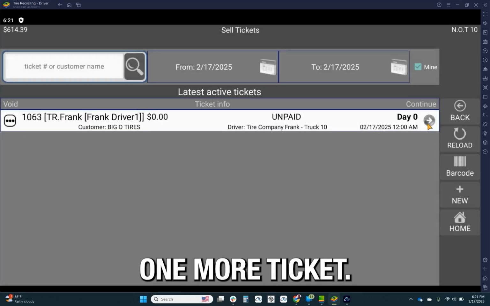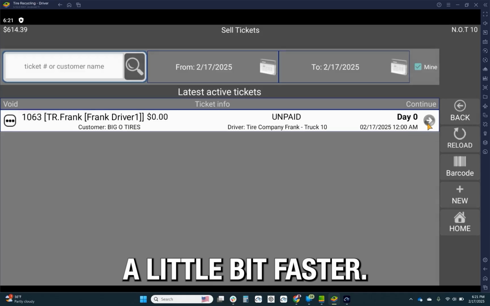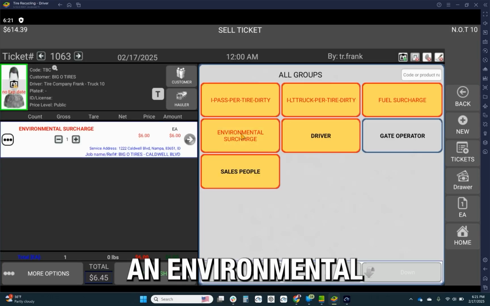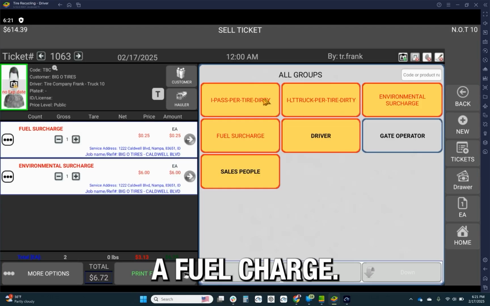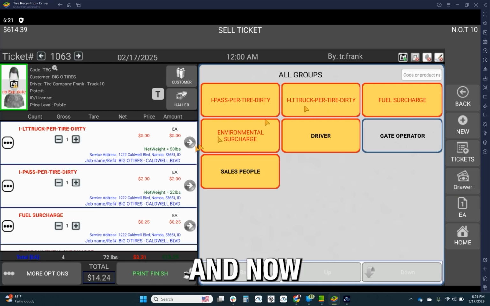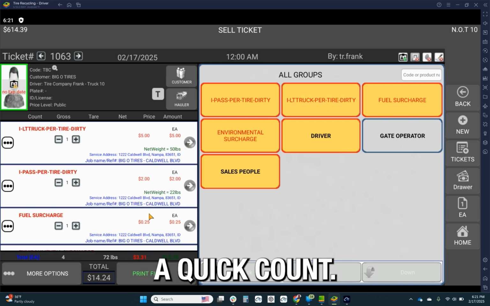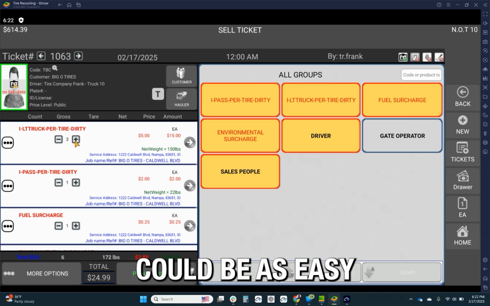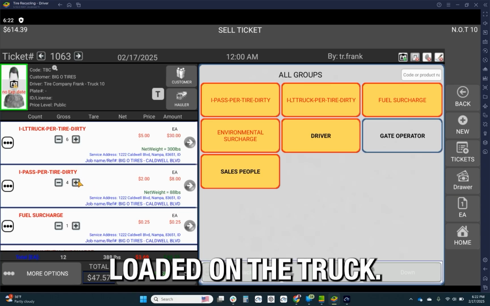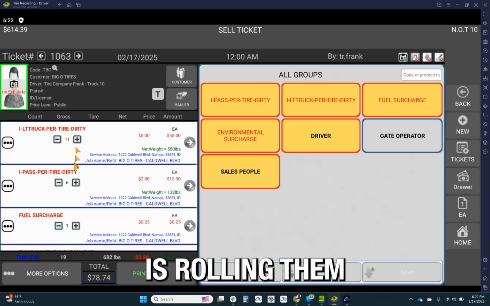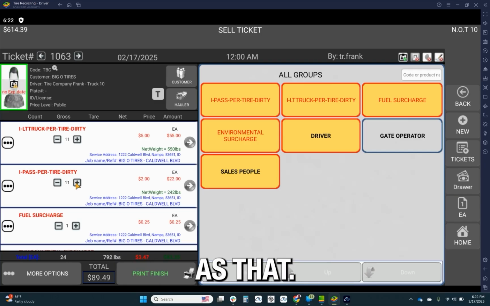Okay, we're going to do one more ticket, and we'll do this one a little bit faster. Now we can add an environmental surcharge, we can add a fuel charge, we can go add our tires, and now we can start loading. Now keep in mind that we do have a quick count. The quick count could be as easy as just tapping tires as they get loaded on the truck. As somebody's rolling them into your truck, you can count the tires as fast as that.